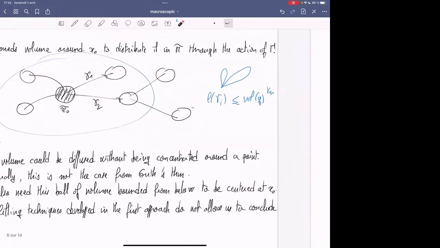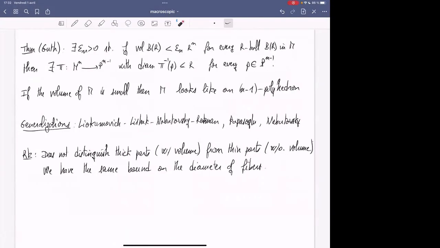All right. So here's the result. Well, let me be more precise with Gromov's results. What he proved is that basically if you have a manifold of small volume, then your manifold should look like an n minus one polyhedron. That's a manifold of dimension n. So it's actually more precise than that. If you fix R, and if the volume of those balls is small, then you can find a map from M to an n minus one skeleton with fibers of diameter bounded by your R.